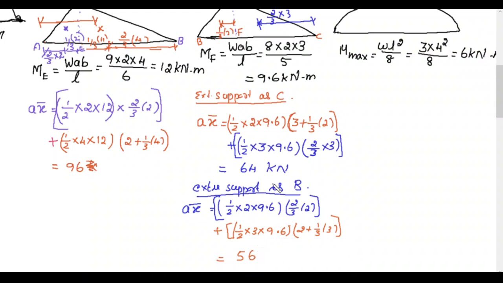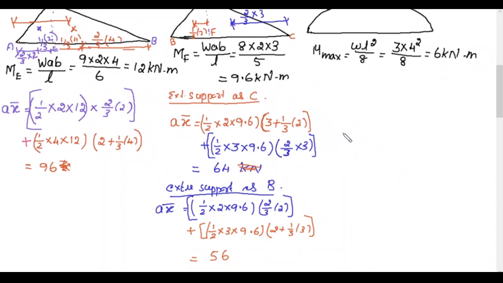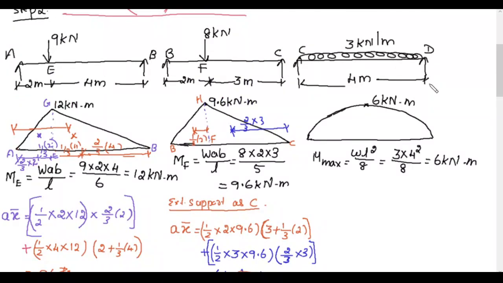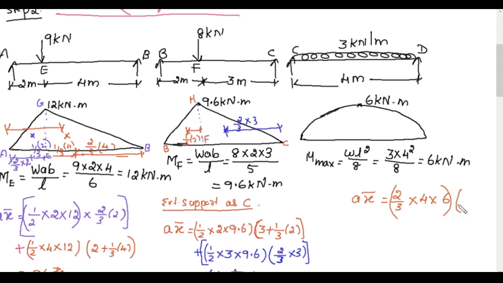Okay, not kilonewton, it's a value 56. Now, for the span CD, we will calculate area into X bar for the span CD. For span CD, it is a parabola. So, area is equal to 2 by 3 into base into height is 6. So, this is our area multiplied by centroid.